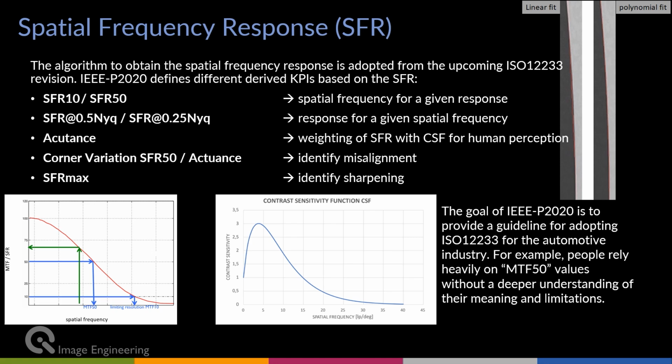And it needs to be reported as a set, because with much sharpening, you can easily increase your SFR 50 value. So if you just know the SFR 50, you don't know if you still have a good image because it might be just a result from sharpening. So with the combination of SFR 50 and SFR max, you get really the information that you need from your camera.